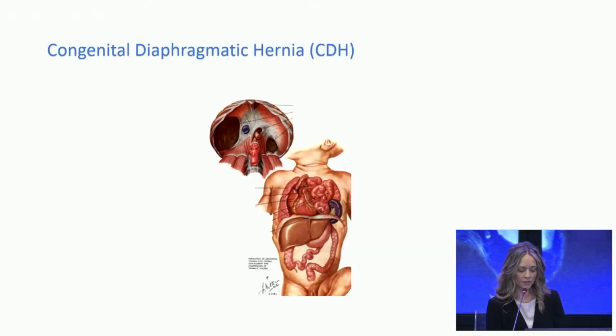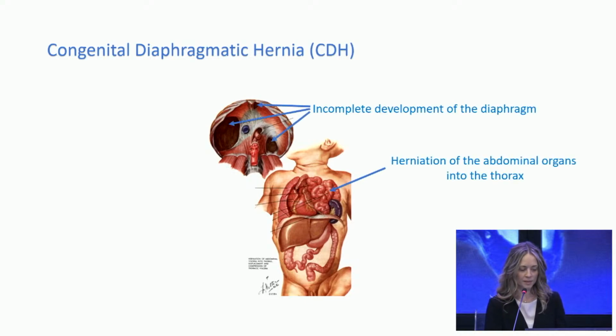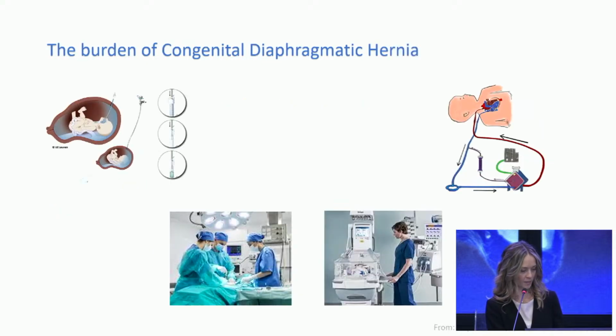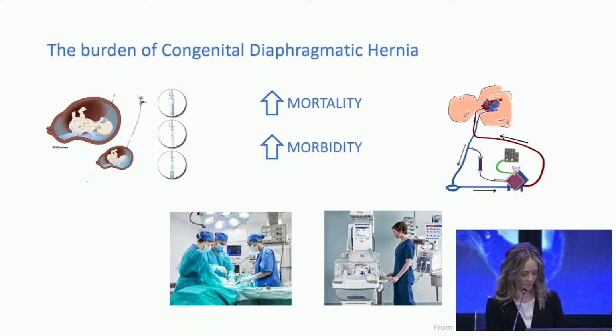Congenital diaphragmatic hernia is a rare congenital malformation characterized by incomplete development of the diaphragm and herniation of the abdominal organs into the thorax, disrupting the physiologic cardiopulmonary development. Therefore, after birth, the three main characteristics of the disease are lung hypoplasia, persistent pulmonary hypertension, and cardiac dysfunction. Despite advances in recent years in prenatal and postnatal management, mortality and morbidity of CDH remain high.